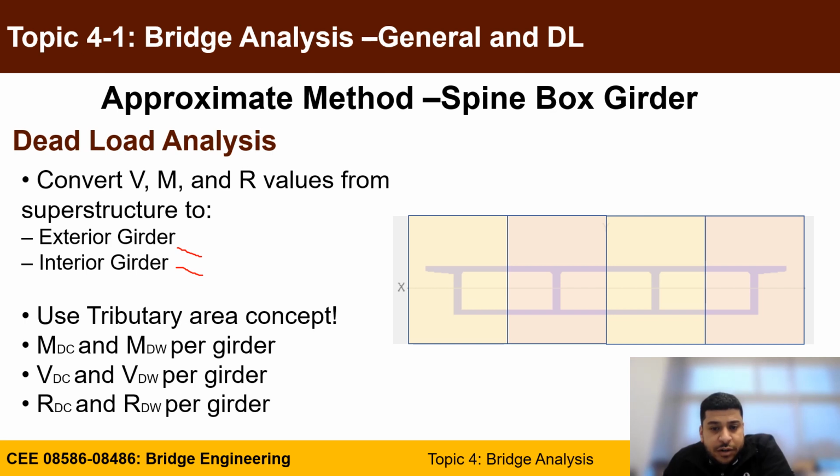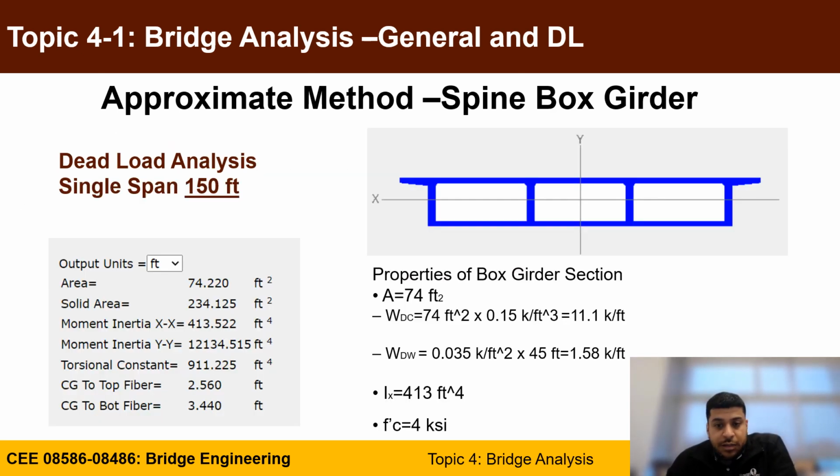For the interior girder, you have to get the factor that has the area of the interior with respect to the area of the entire box, similarly for the interior girder and exterior girders. And after you calculate everything per box, you can multiply by this factor, and this will convert it to your girder. So let's go through an example.